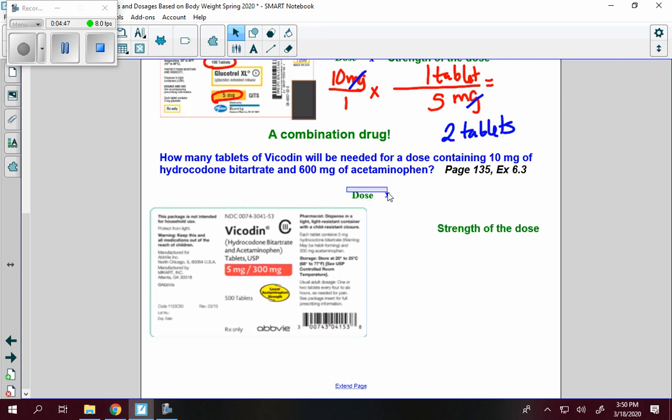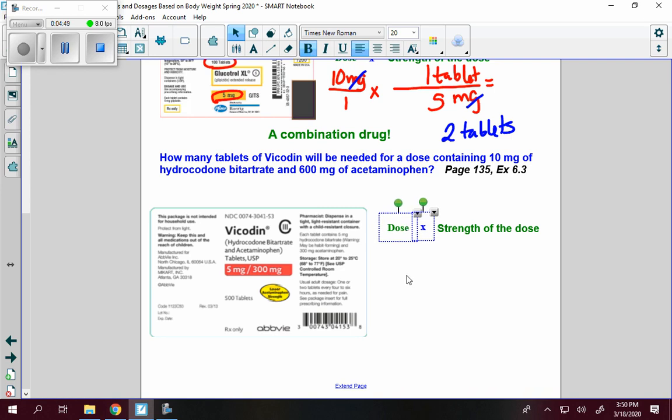So here we have another medicine label, and it says how many tablets of Vicodin will be needed for a dose containing 10 milligrams of hydrocodone bitartrate and 600 milligrams of acetaminophen. So this is called a combination drug. The Vicodin has both this hydrocodone bitartrate in it, and it has acetaminophen in it.